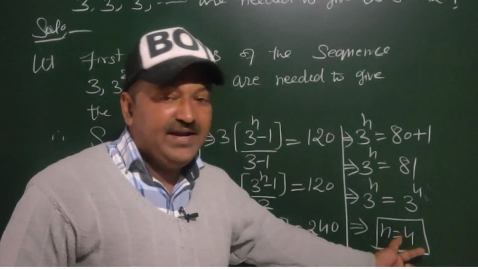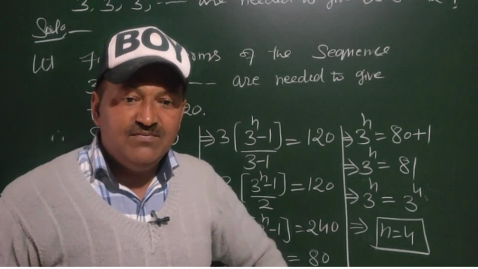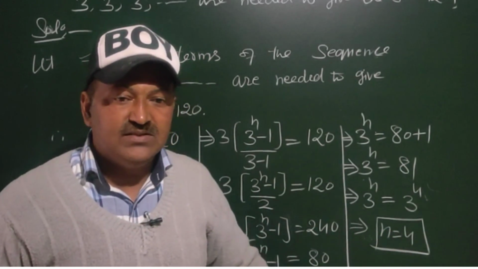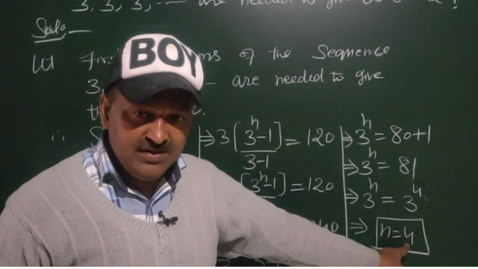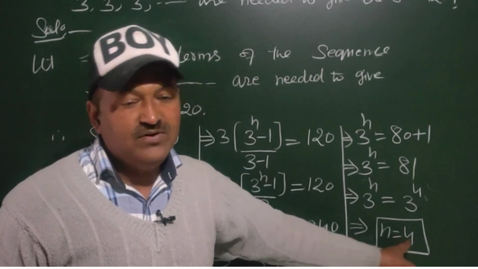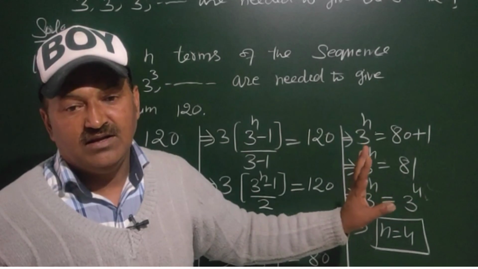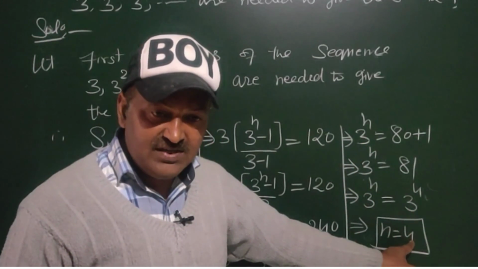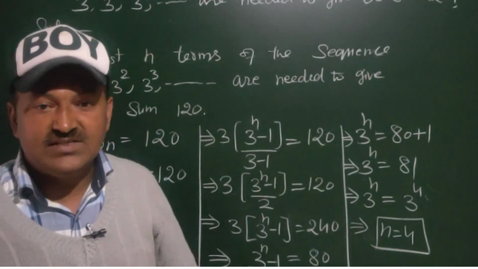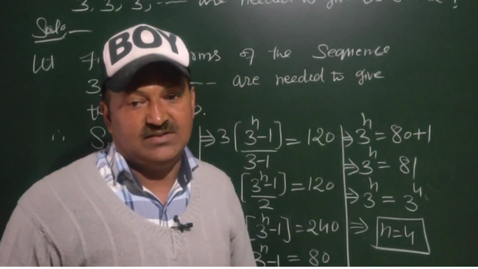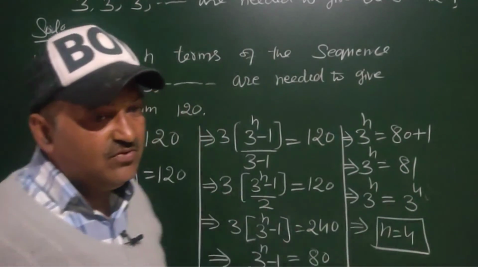If the value of n is negative or a fraction, then your answer will be that there are no terms which give the sum 120. But here n is a positive whole number, hence this is the answer. The 4 terms are needed to give the sum 120. If it is negative or a fraction, then there are no terms which give the sum 120 will be the answer. So the answer of this question is n is equal to 4. That's all.